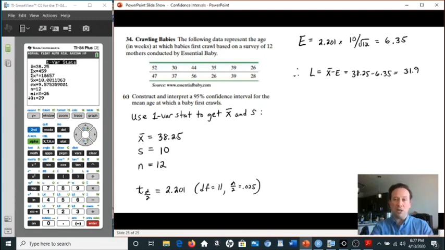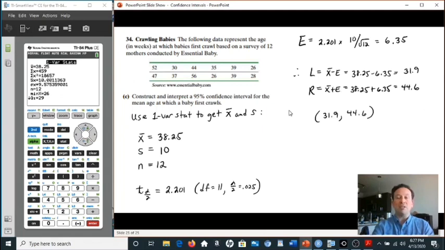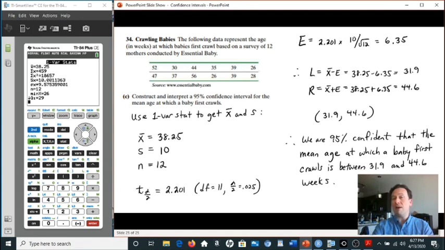Now we can get our endpoints for the interval. We can construct the interval with this much information. So the left point is the mean minus the error. The right endpoint is the mean plus the error, and that gives us these two numbers here. And that's our interval. So now we also have to interpret the interval. We would say that we're 95% confident that the mean age at which a baby first crawls is between 31.9 and 44.6 weeks. That's a very good answer if you write it that way.